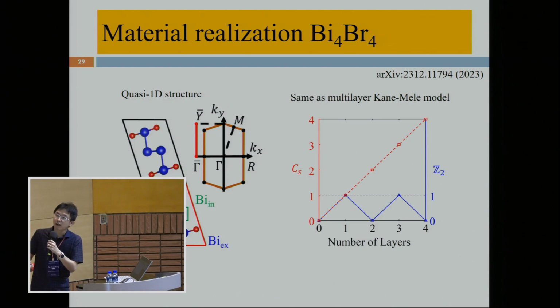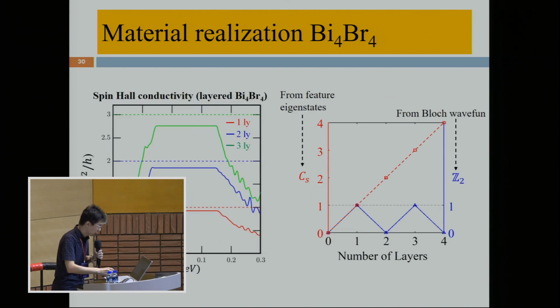And we find that in Bi4Br4, the behavior of the spin-Chern number as well as the Z2 index are the same as a monolayer Kane-Mele model. And this high spin-Chern number state will also be reflected in the spin-Hall conductivity. We find that the plateau value of the spin-Hall conductivity is almost quantized, and the quantization increases with the number of layers.